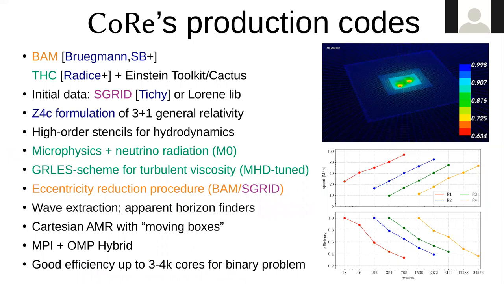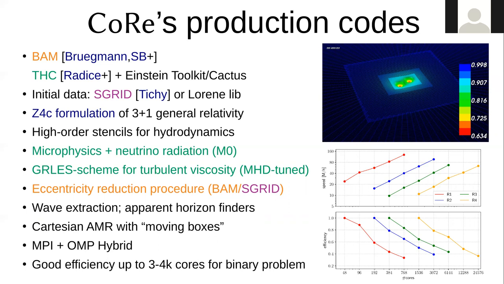The project employed 2 state-of-the-art numerical relativity codes for binary simulations. Those are developed in-house and within the core collaborations. They have similar features. They are both based on Cartesian meshes and implement dedicated moving boxes, adaptive mesh refinement that allows us to follow the binary dynamics. And they both solve the Z4C formulation of the Einstein equations.